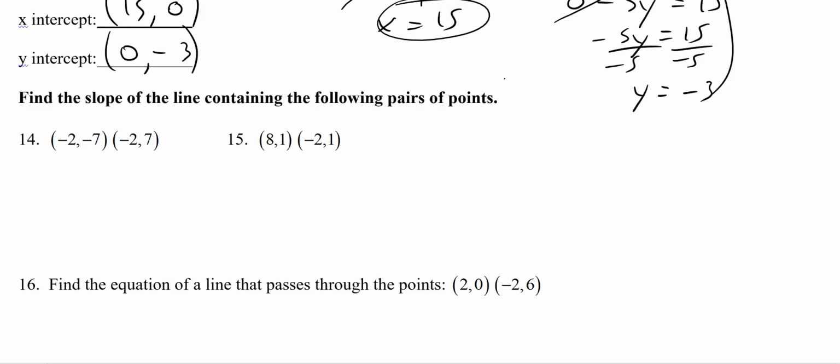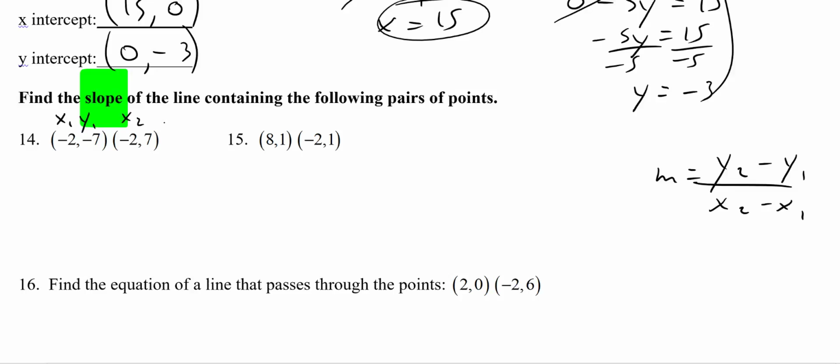The next one is find the slope. So guys, you have to be careful, okay? I'm asking you to find the slope. And sometimes people kind of mess it up. It says find the slope. It doesn't say find the equation, find the slope. So I'm going to write it on the side here, m is equal to y2 minus y1 over x2 minus x1. Okay? So if you want to label it, I think it's not a bad idea. So this is x1, y1, and this is x2, y2.